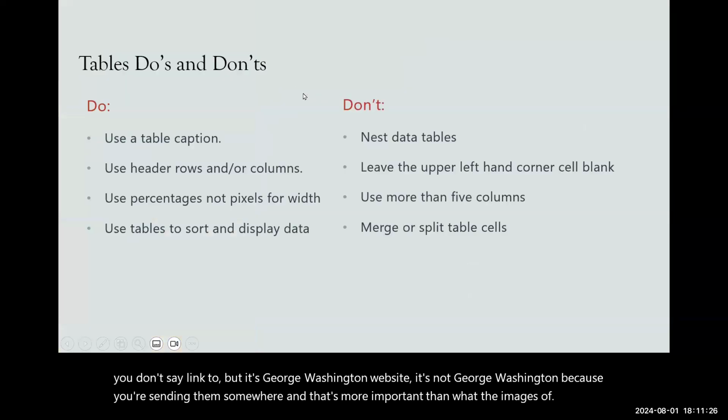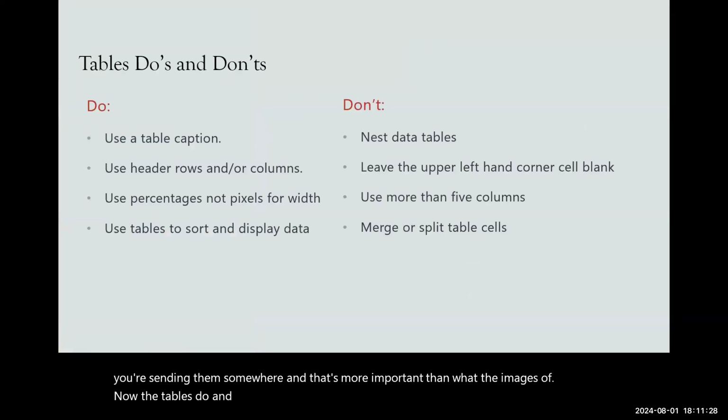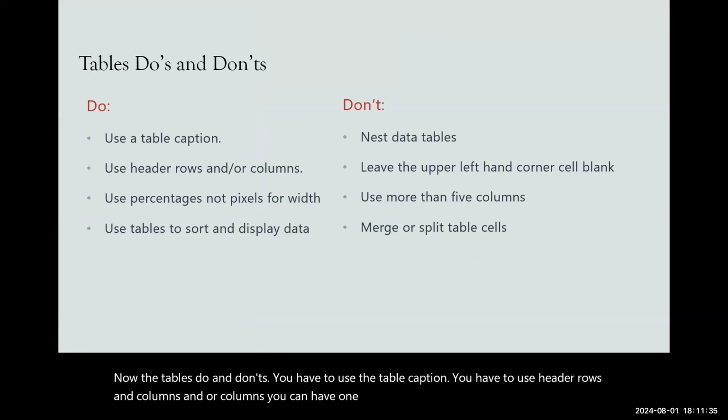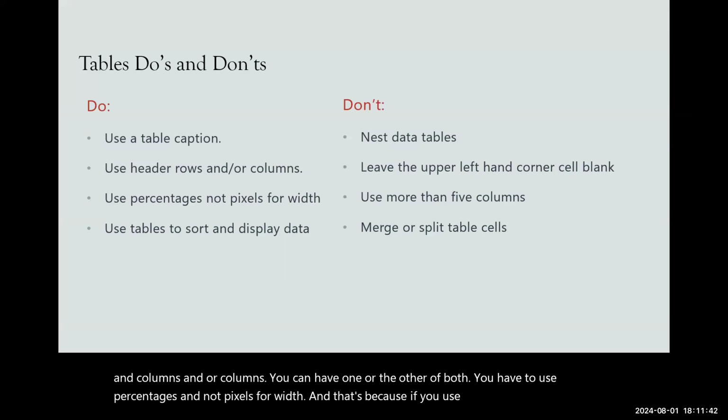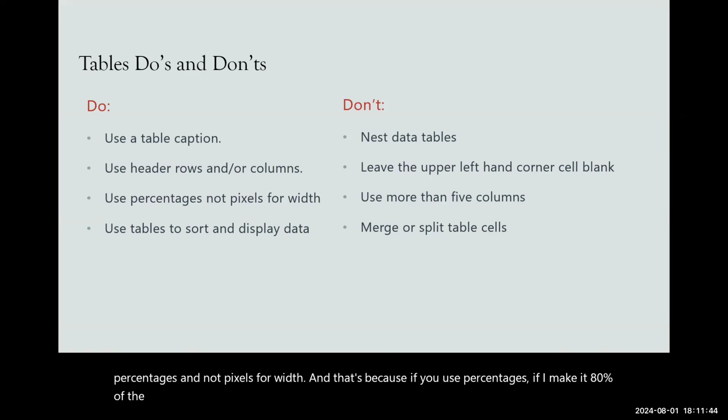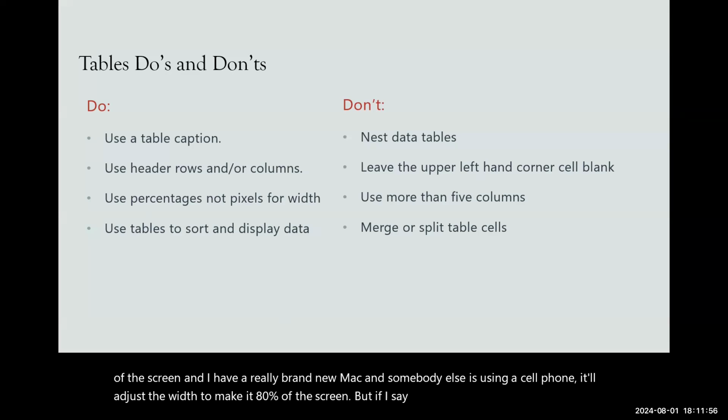Now, the table's do's and don'ts are you have to use the table caption, you have to use header rows and or columns. You can have one or the other or both. You have to use percentages and not pixels for width. And that's because if I make it 80% of the screen and I have a really brand new Mac and somebody else is using a cell phone, it'll adjust the width to make it 80% of the screen. But if I say it's 2,000 pixels wide, it's 2,000 pixels wide no matter what.